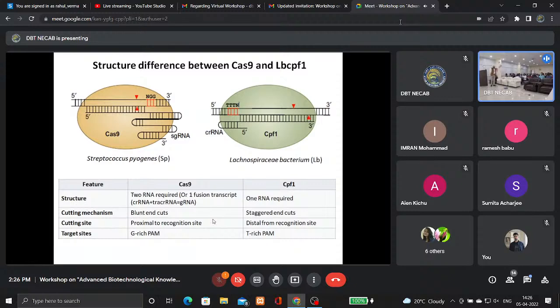So if you see this structure, you need only 1 RNA, the CRISPR RNA, no transactivating RNA. Blunt end cuts versus staggered end cuts, proximal to the PAM sequence, which is distal from the recognized sequence, which is away from your PAM sequence. And it is the G-rich PAM sequence. This is the G-rich, and this is the T-rich.